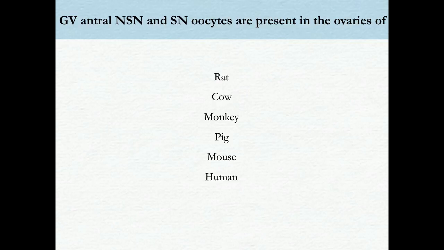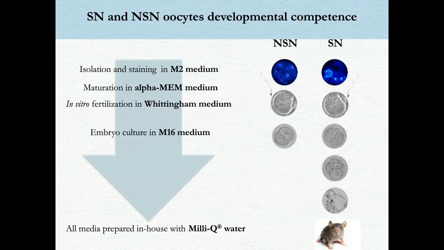In fact, when fully grown antral oocytes are isolated from the ovary, stained with Hoechst, classified, matured in vitro to the metaphase 2 stage, and inseminated, both types of oocytes are capable of fertilization and of initiating development. But whilst SN oocytes reach the blastocyst stage, and if transferred to a pseudo-pregnant female, they develop to term, NSN oocytes stop development at the 2-cell stage.